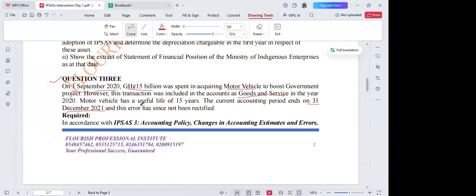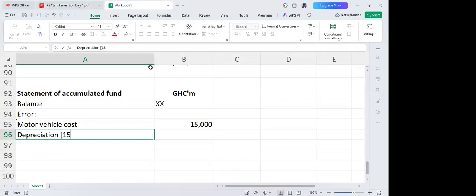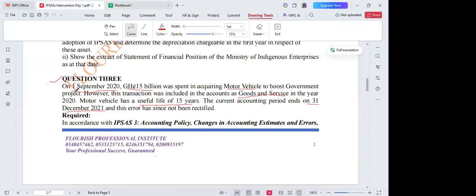We look for the useful life. We're given a useful life of the asset as 15 years. So that will be 15,000 divided by 15 years. And then we need to take the period involved. What is the period involved? This was on 1st September 2020 to the end of the year.